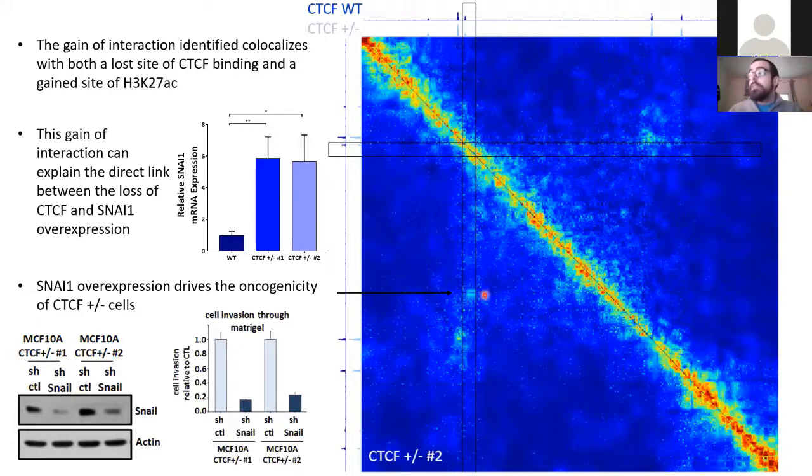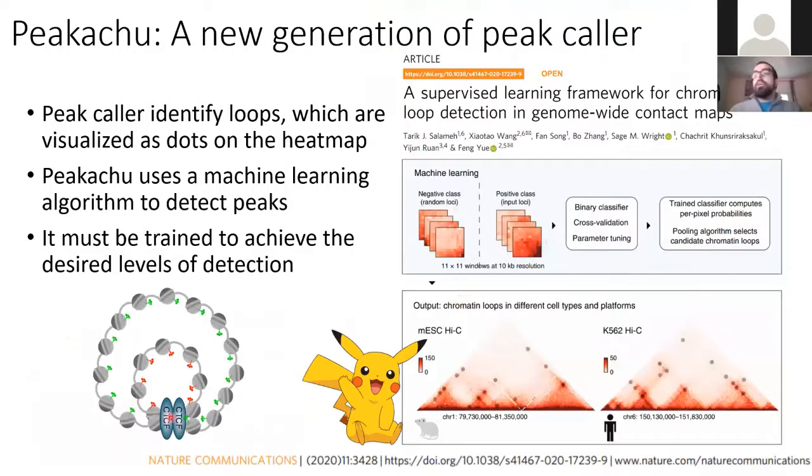And these dots are called peaks or loops, and there's a way to find them. Loops are going to be the darkest spots on your heat map, because when you make a loop, the boundaries of it are where it's going to be the closest together. So these are the darker points on your map, and peak callers are used to identify those peaks.